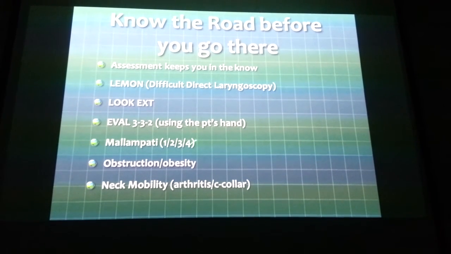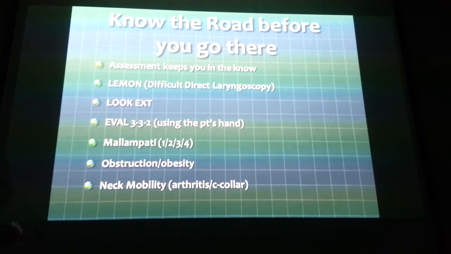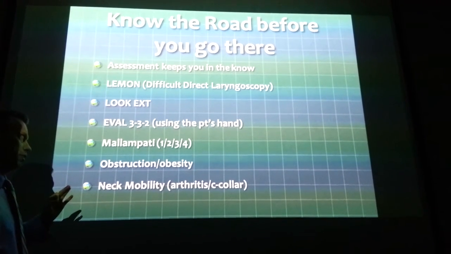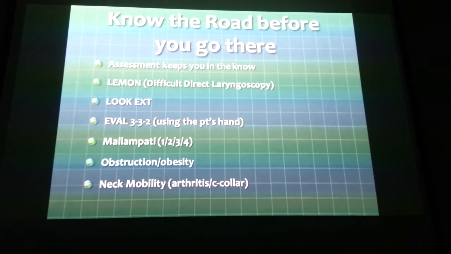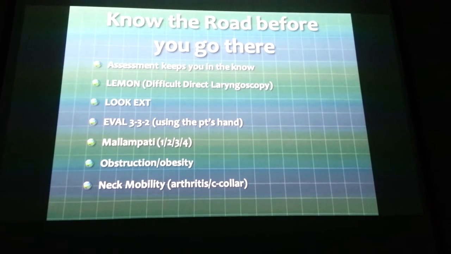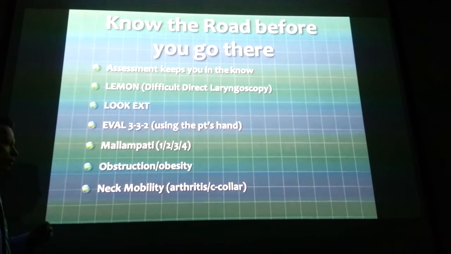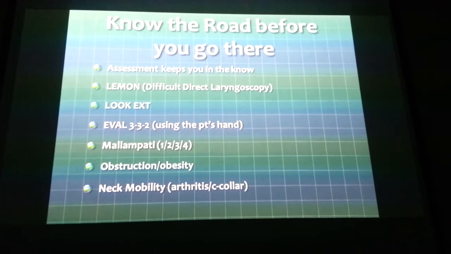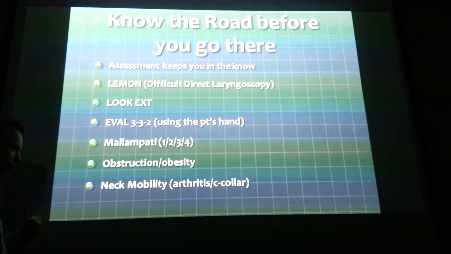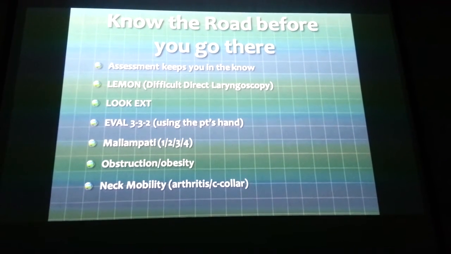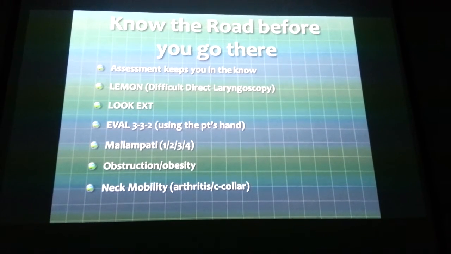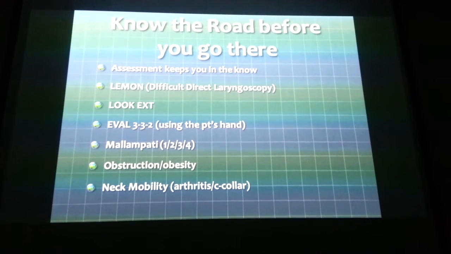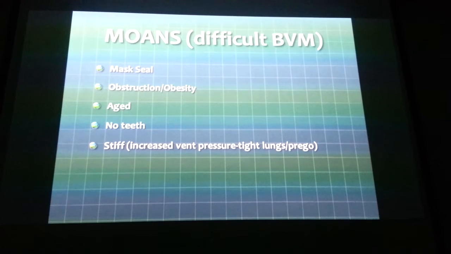Mallampati 1, 2, 3, 4. 4, expect a difficult airway. 3, it may be difficult. 2 and 1 shouldn't have an issue. O, obstruction, obesity. N, neck mobility: arthritis, or in the C-collar. If that little lady has arthritis and can't move her neck, you're going to have difficulty getting her in that sniffing position. You don't necessarily need to hyperextend them, but if the neck doesn't move, it'll make it a problem getting those three axes lined up to intubate.